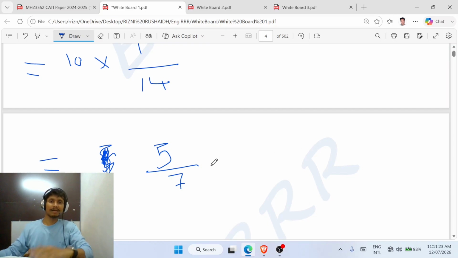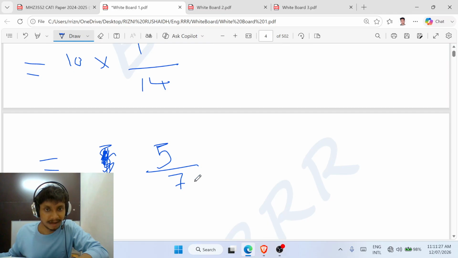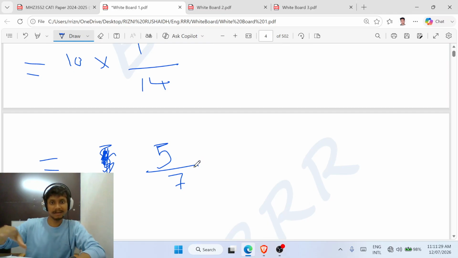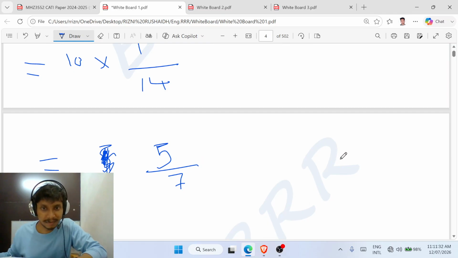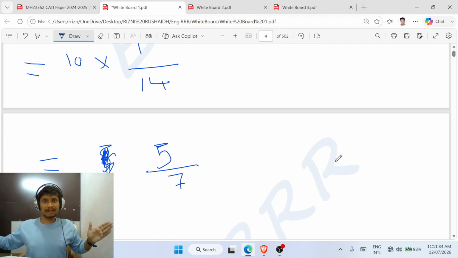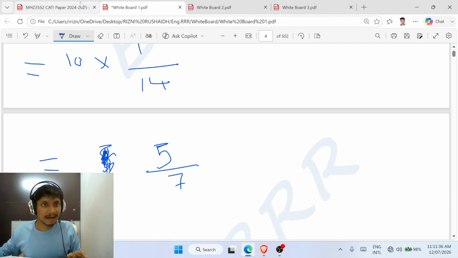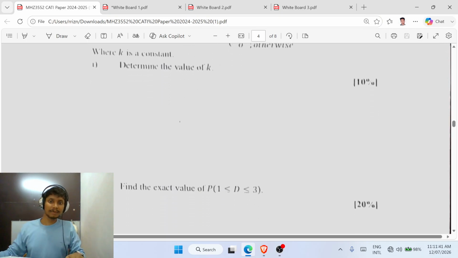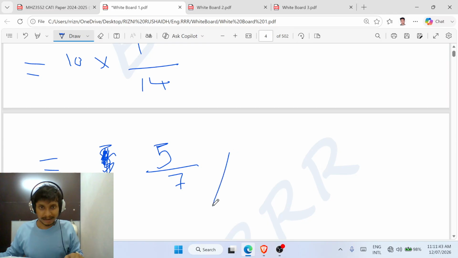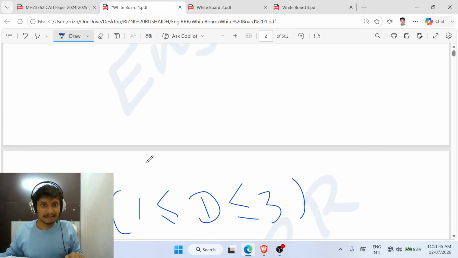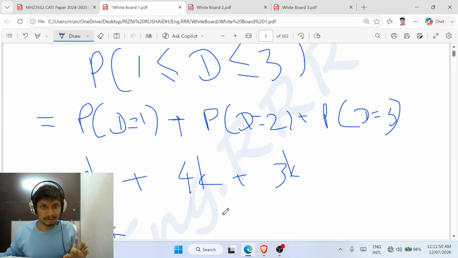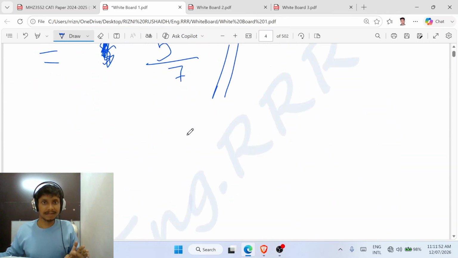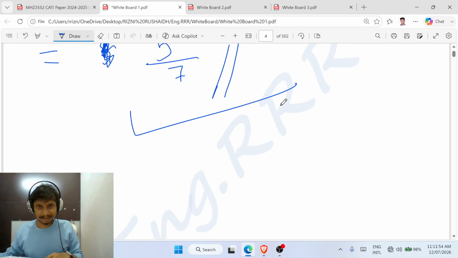We cannot divide again and again, because this decimal is a continuous expansion. If you divide 5 by 7, you will get a continuous decimal number. Therefore, they are asking to find the exact value of P of 1 less than or equal to D less than or equal to 3. The exact value is 5 by 7. This is the final answer.